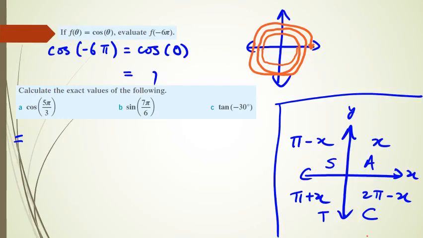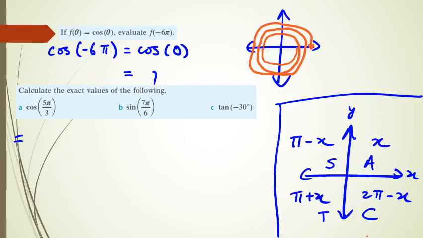5 pi over 3, what's that closest to? Pi or 2 pi? If you're not sure about the pi, ignore the pi and just think about 5 over 3. Is that closest to 1 or 2? 5 over 3 is closest to 2, right? Because 2 makes it 6 over 3. So because that's closest to 6 over 3, we're going to use the 2 pi one. So we're going to use this one.